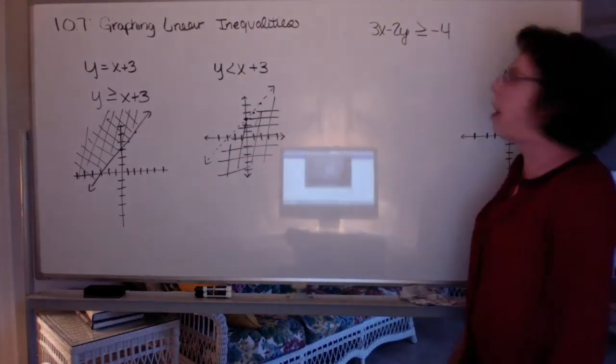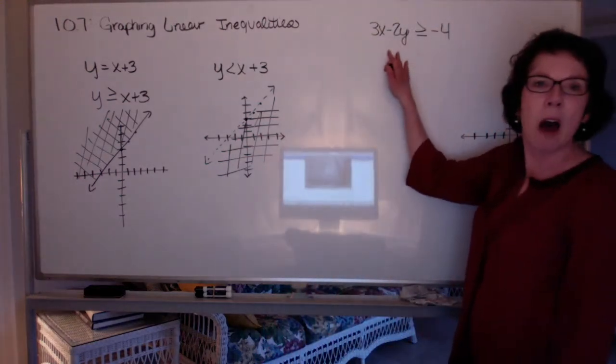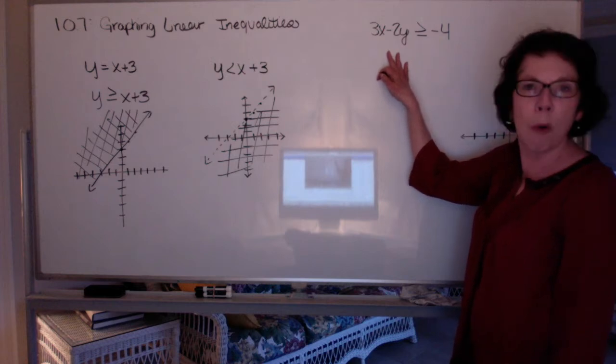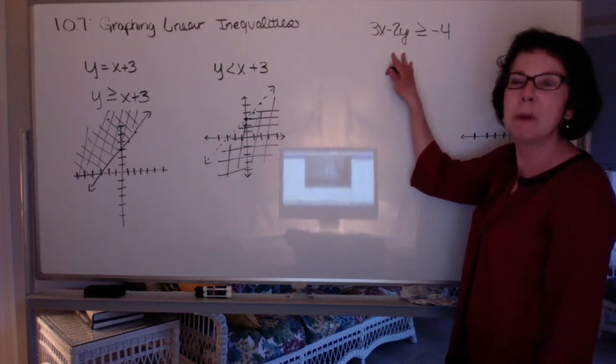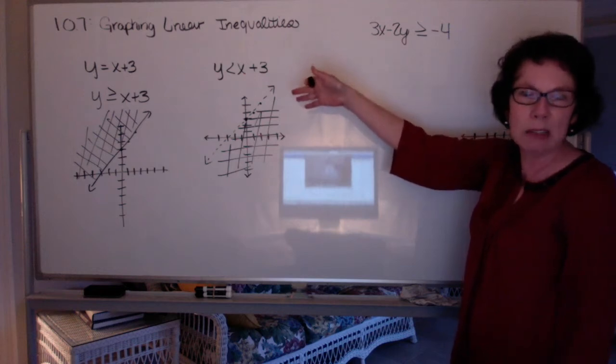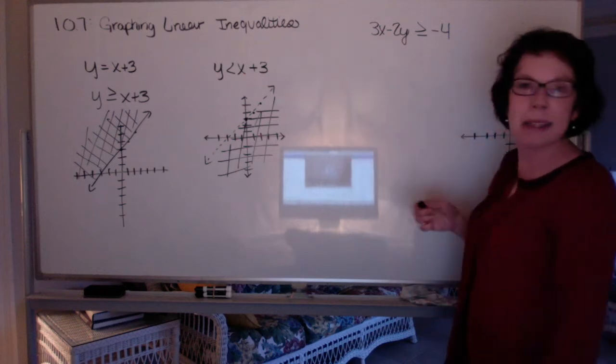Now, let's look over here. This is a little bit more complicated. This is not in slope-intercept form. How sad. We've got a little bit more work to do. But we always want to put it in slope-intercept form in order to graph these inequalities and shade our half plane. So we want to isolate y.